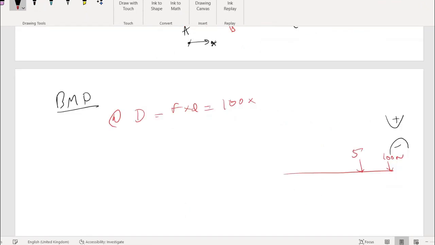50 newtons, 50 newtons, 200 newtons, 200 newtons, and then fixed end. Okay, this is 1 meter, 2 meters, 1 meter, and then that's all. Come on, at D, how much is the bending moment? I mean, at C, how much is the value?